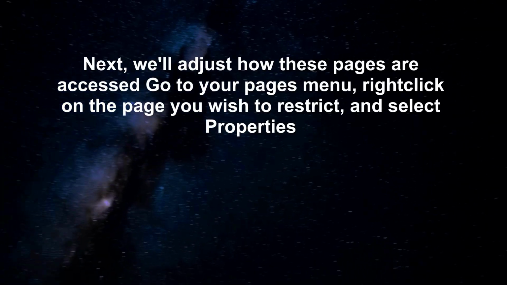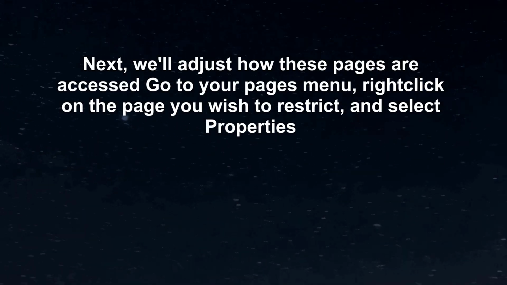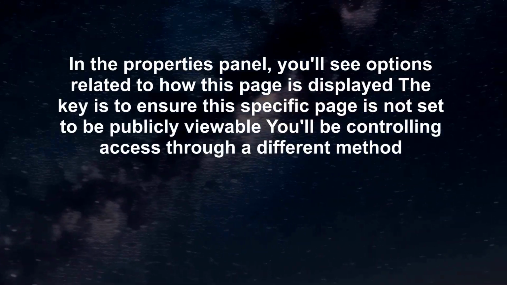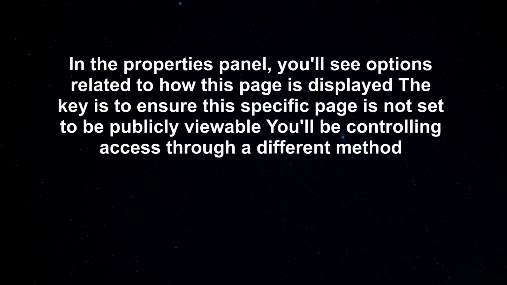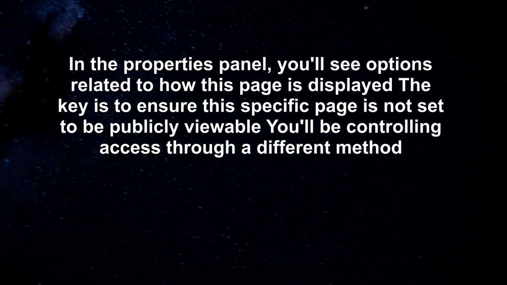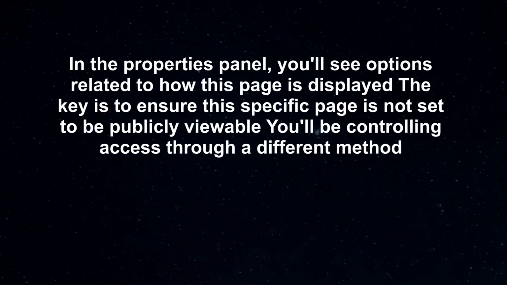Next, we'll adjust how these pages are accessed. Go to your Pages menu, right-click on the page you wish to restrict, and select Properties. In the Properties panel, you'll see options related to how this page is displayed. The key is to ensure this specific page is not set to be publicly viewable. You'll be controlling access through a different method.